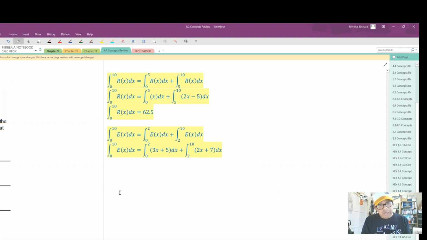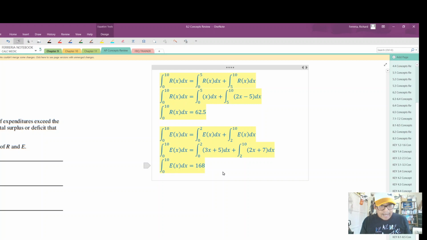Substitute in the equations from the piecewise function over there, and after you integrate, you should get 168. Again, just like the r function, I don't think we need to go into the details here on how to integrate this. This is a pretty simple integral, for most people, especially if you're getting down to the AP test, you should be able to do these pretty easily.